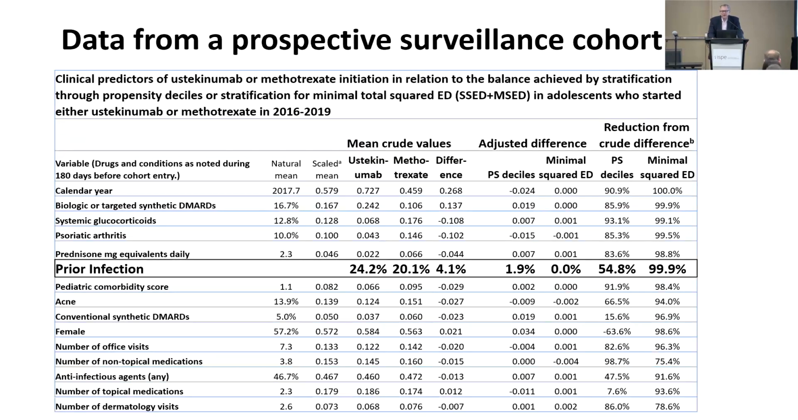Since a critical outcome for Schneeweiss and her team is future infection, we can focus for a minute on the balance achieved for a history of prior infection, which would be a strong predictor of future infection in these young people. You can see from the crude results that ustekinumab was preferred to methotrexate for patients with prior infections at baseline, resulting in a prevalence difference of 4.1%. Control through propensity decile stratification left a residual imbalance of 2.1%, whereas the semi-parametric stratification essentially abolished the difference between the 2 treatment groups.